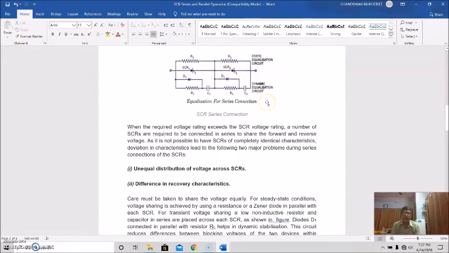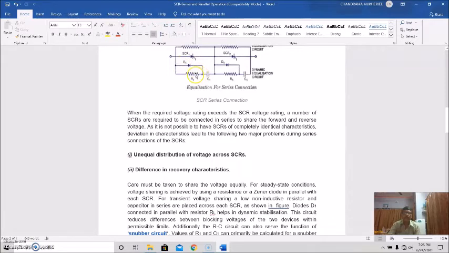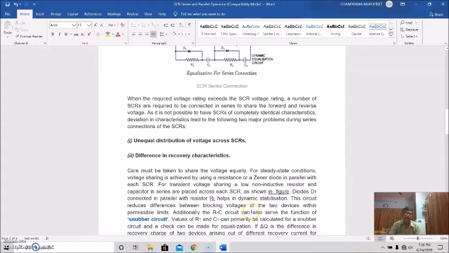So this condition will meet the steady state condition. This will give you the static equalization circuit. And for a dynamic equalization circuit, that is for transient voltage sharing, low inductive resistors or capacitors in series are placed across the SCR.